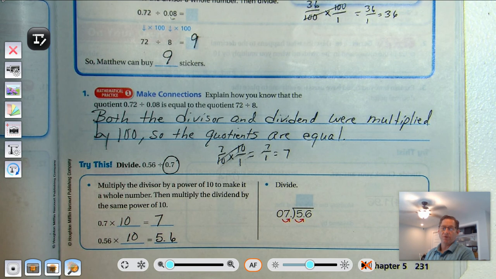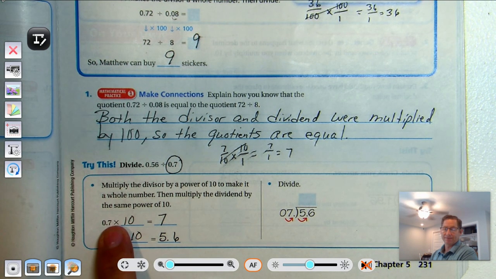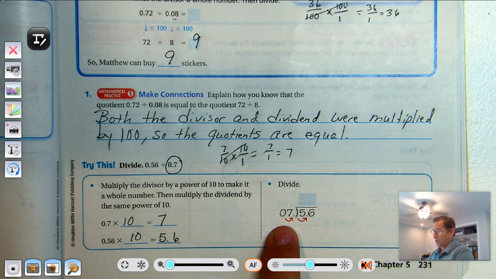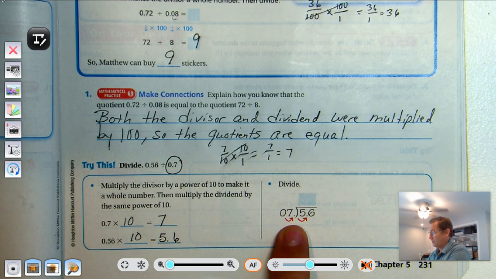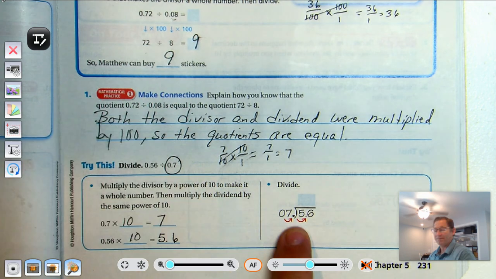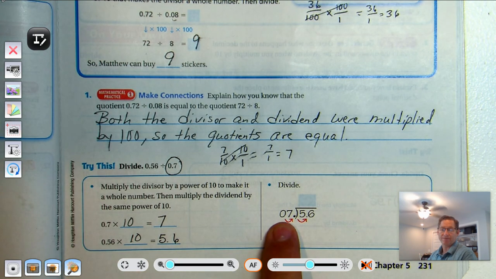So what's happening when we multiply by 10? Well, if we multiply 7 tenths by 10, we move the decimal point one place to the right. So now you notice that it's after the 7 instead of before the 7. So now we have a whole number, right? Now we have 7. But we have to do the same thing to the dividend.